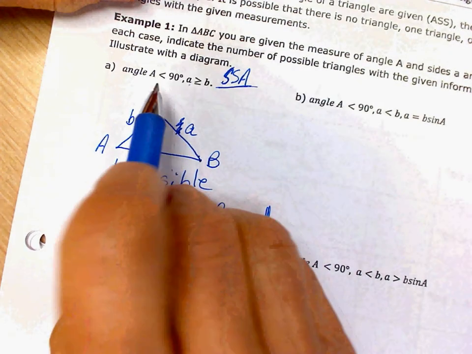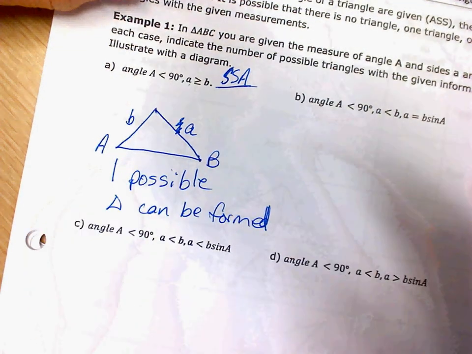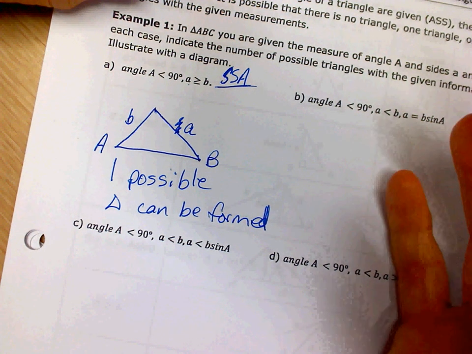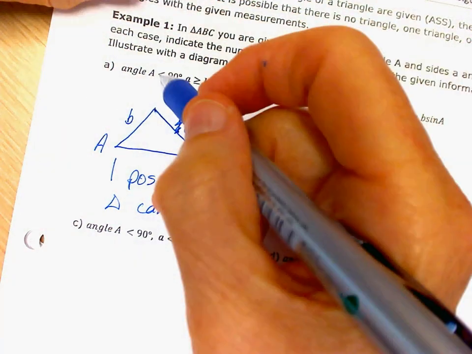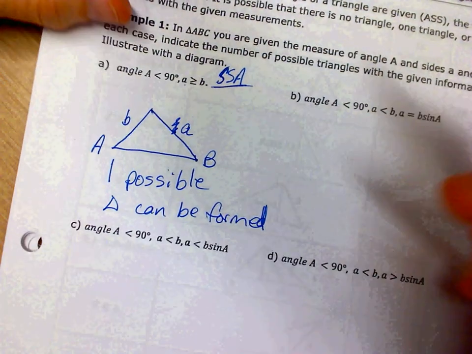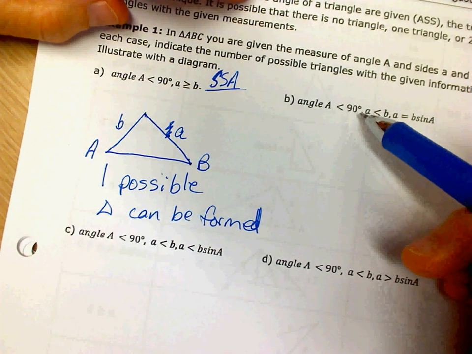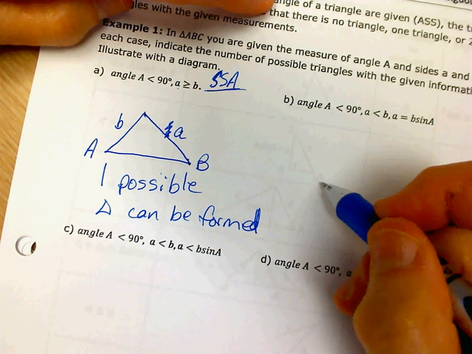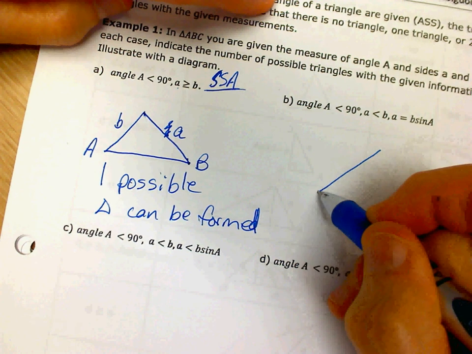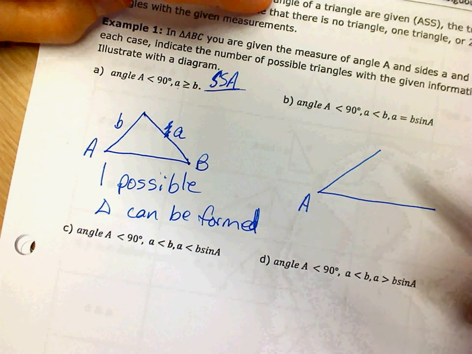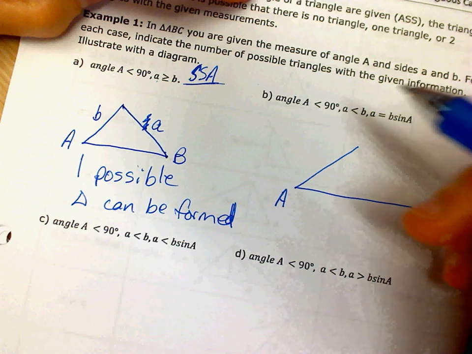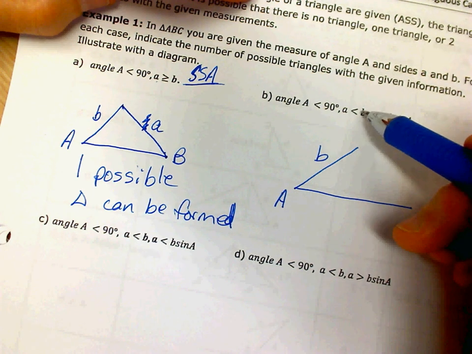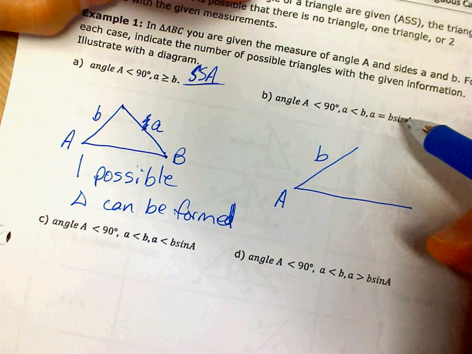Well, you're usually given angle A. You're given A as 70 degrees or 60 degrees or 40, whatever. Now, your given angle A is less than 90, so whatever that angle is, let's just draw it. Always draw A here. And you know B goes here. And they're saying A is less than B, but A equals B sine A.